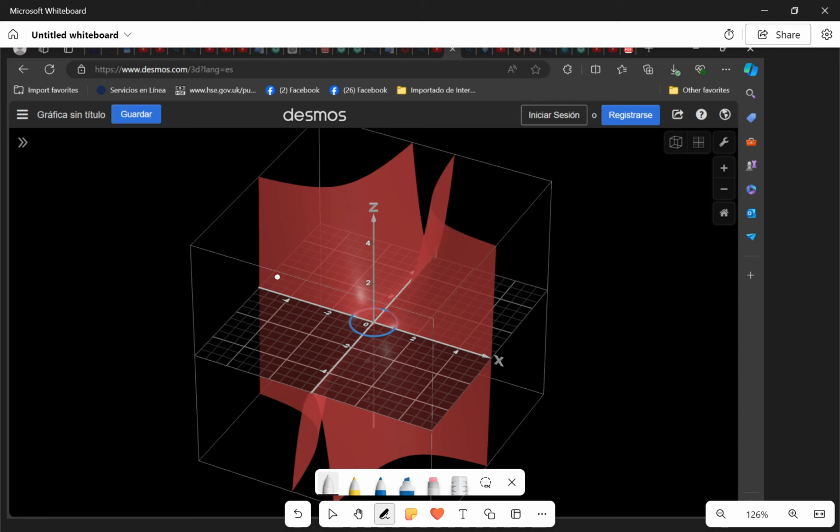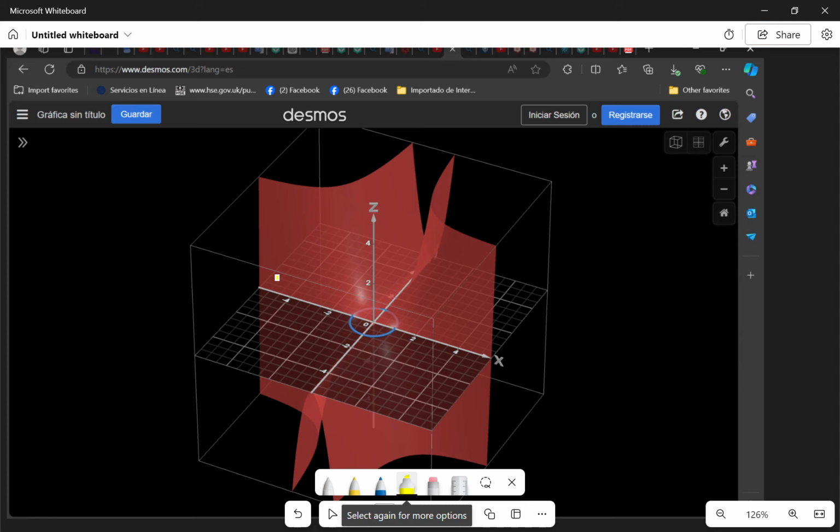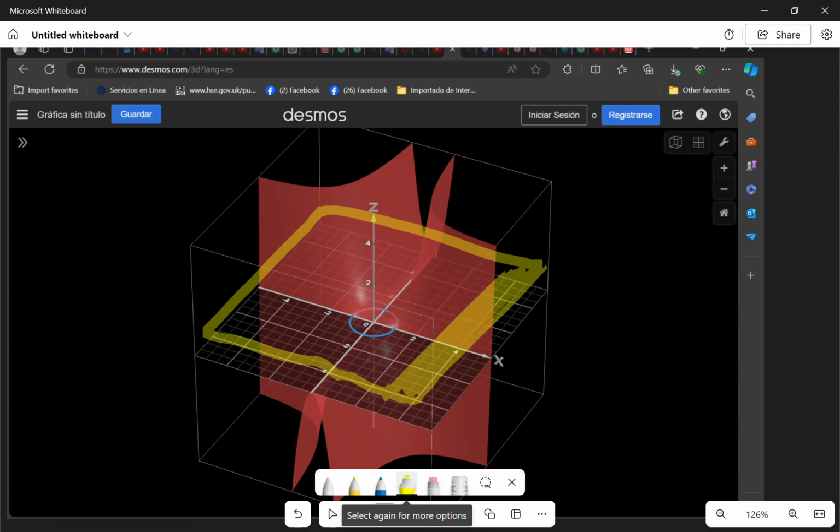Imagine you got this red graph with a plane. I'm gonna highlight it with yellow. So imagine here you have this yellow plane along the xy plane, but the difference is that it's at whatever height you want it to be at.